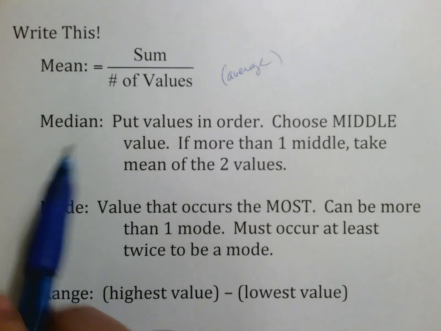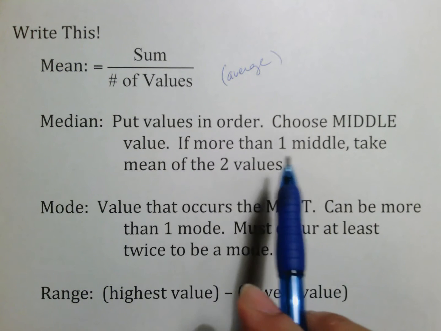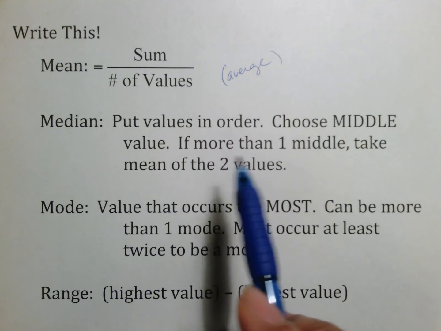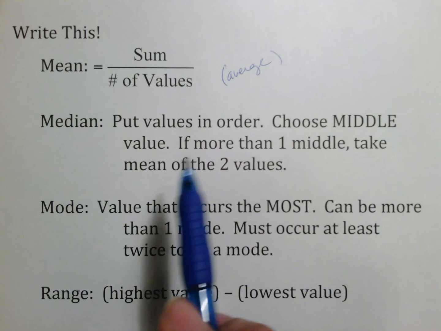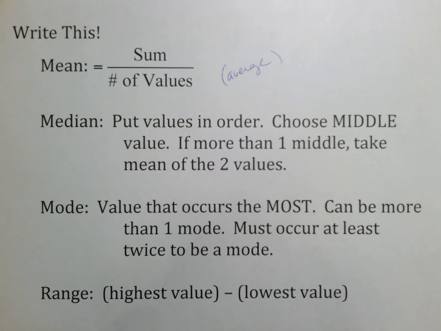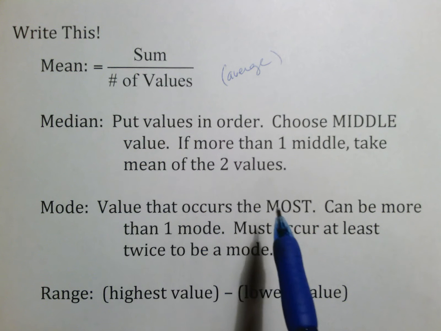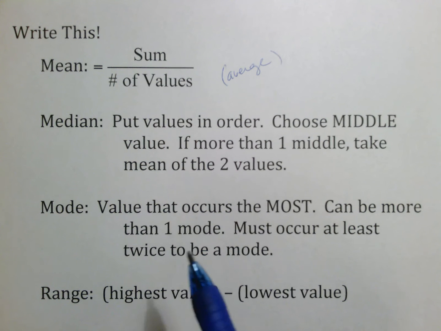The median is the one where we put the numbers in order, which hopefully you got practice with yesterday, although it does take practice. And then if there is more than one middle, then you just take the mean of those two values, but we'll talk about that. Mode, the way I remember that is because it starts with MO, and the word most starts with MO.